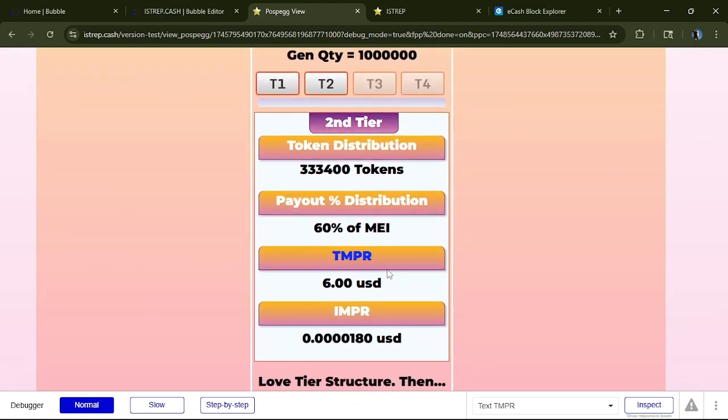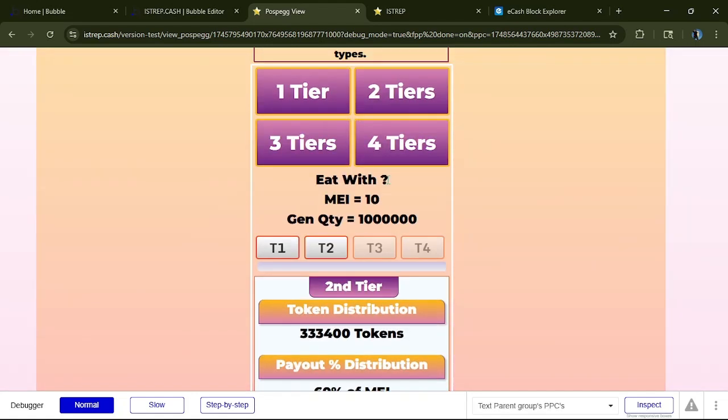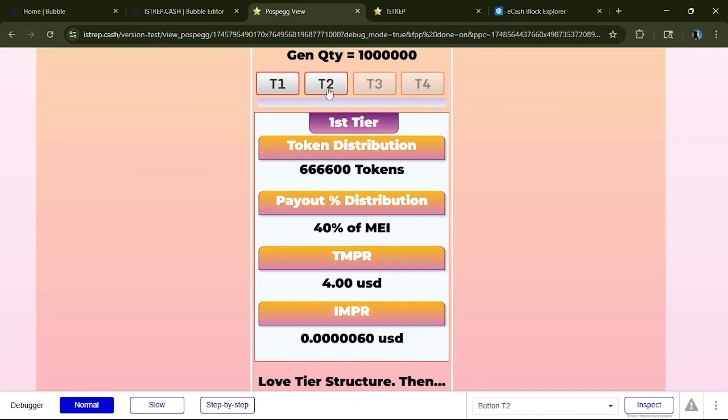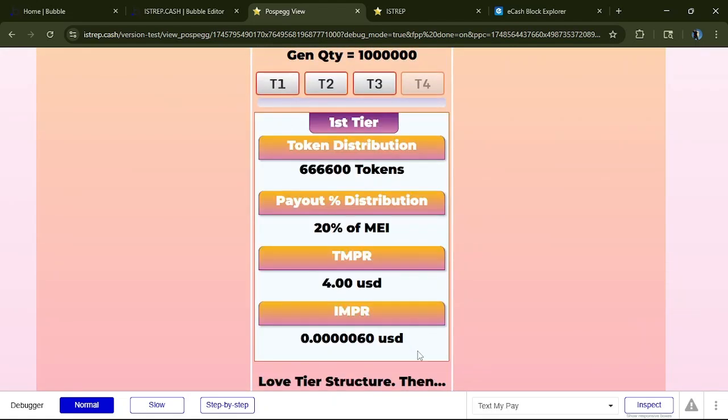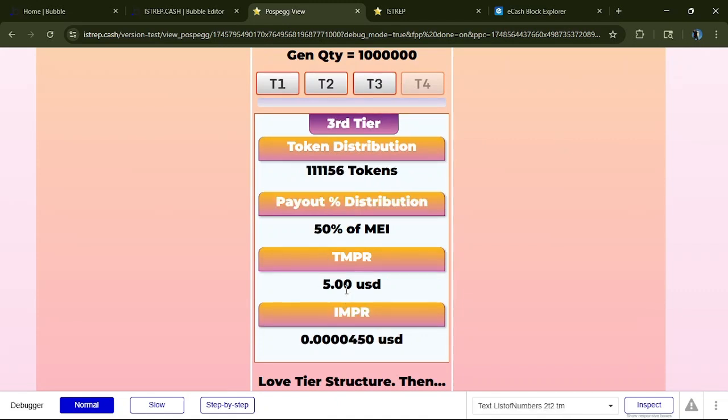And we can go over the TMPR, which is what you're actually going to pay to the tier. It's the tier's monthly PosPegg rewards. If we're doing two tiers, the first tier gets that $4, and the second tier gets that $6. And if we do three tiers, we can see they'll get the 4 and they'll all have to split it up, the 3 and they'll have to split it up, and the 5 and they'll have to split it up.